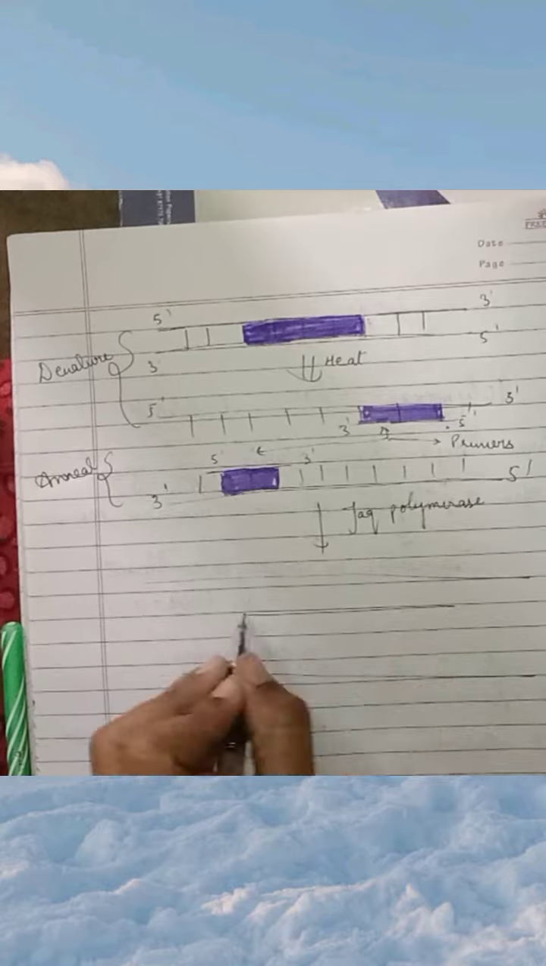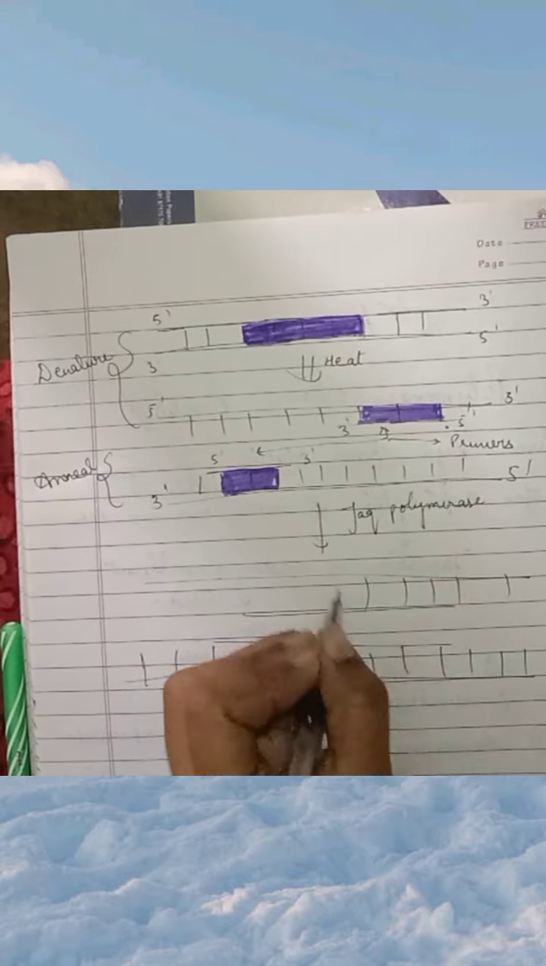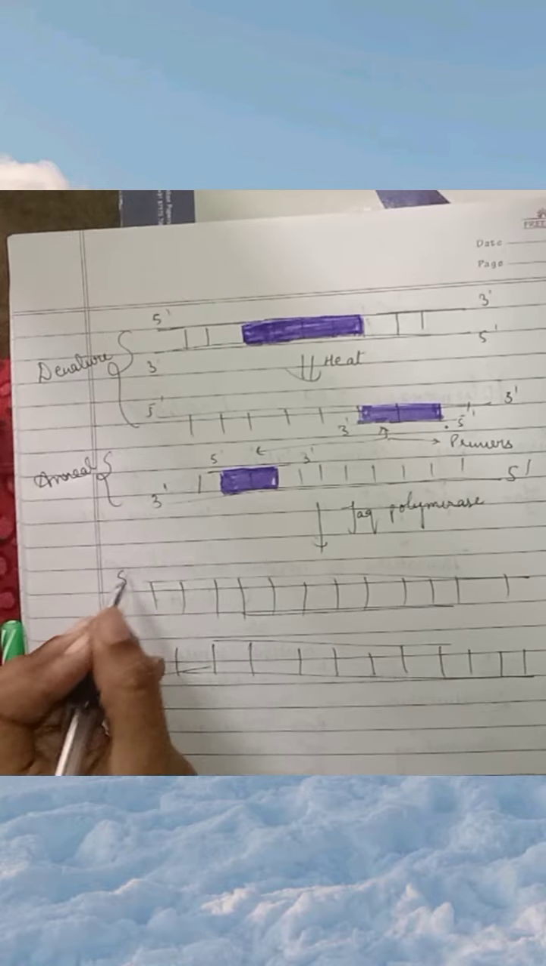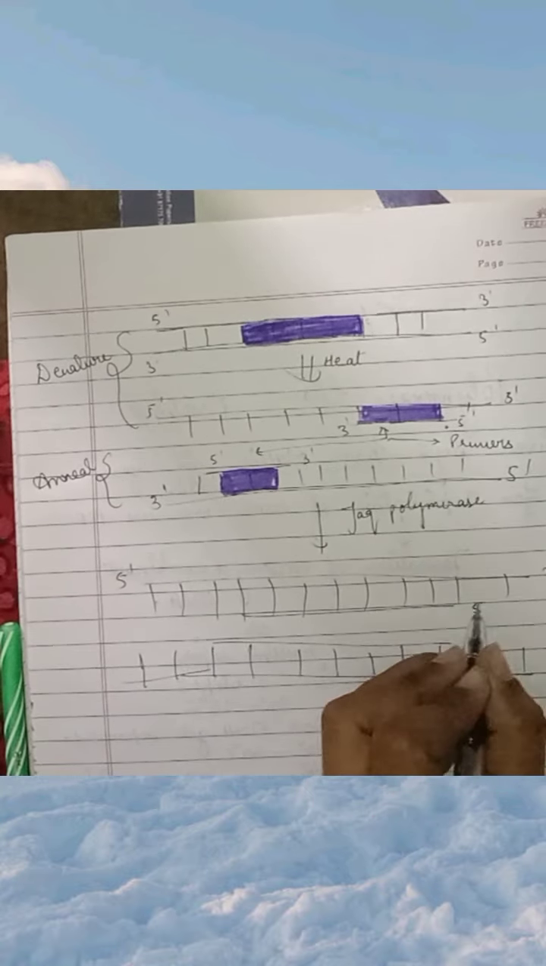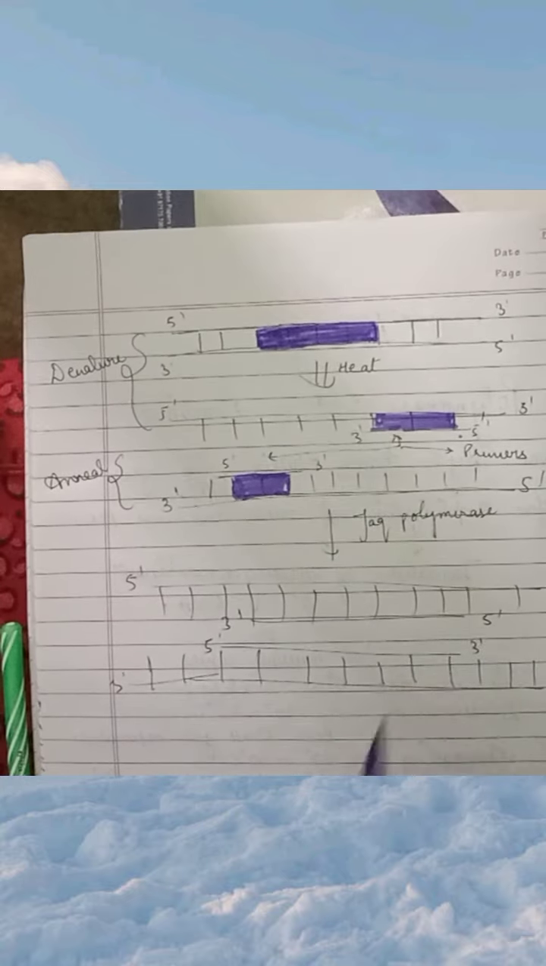Here I am also marking the processes: the first one is denaturation, the second one is annealing. So you can understand easily, and you have to draw like this on the board. Surely you will get full marks. Now we are moving forward.